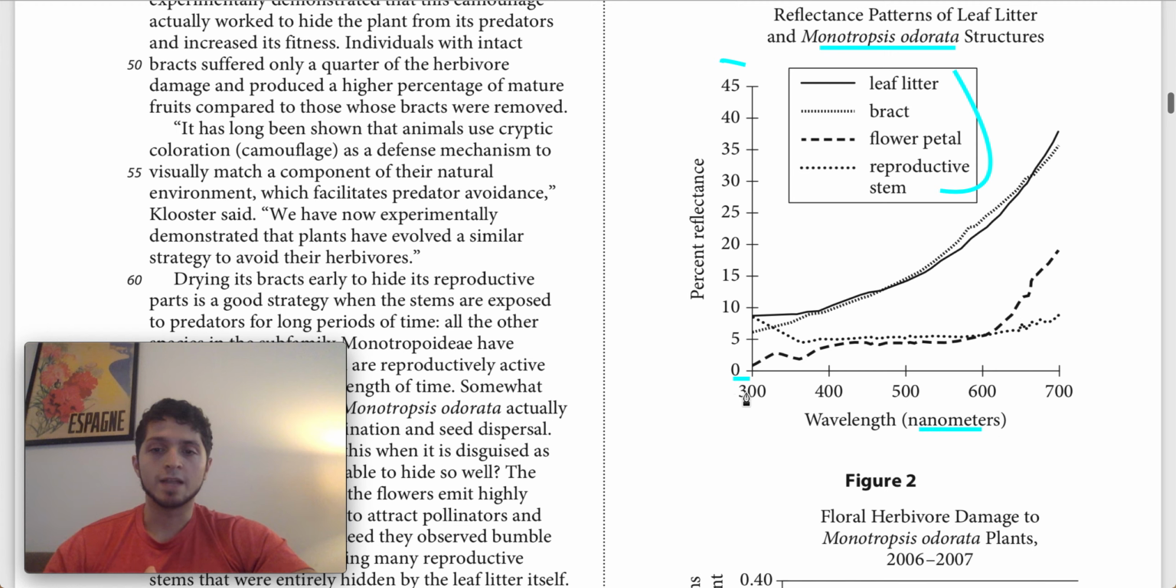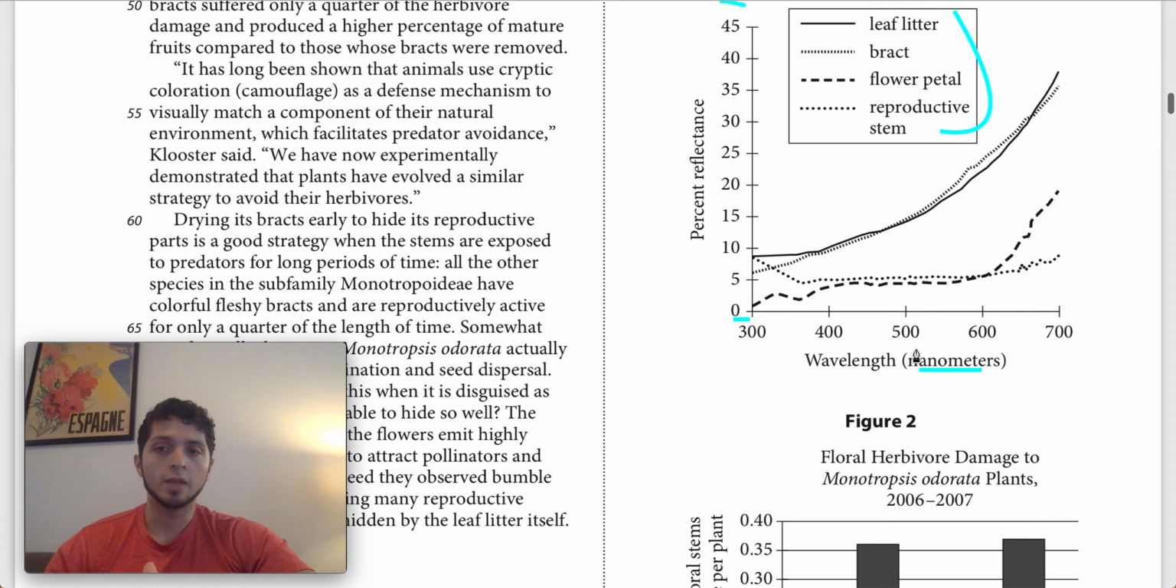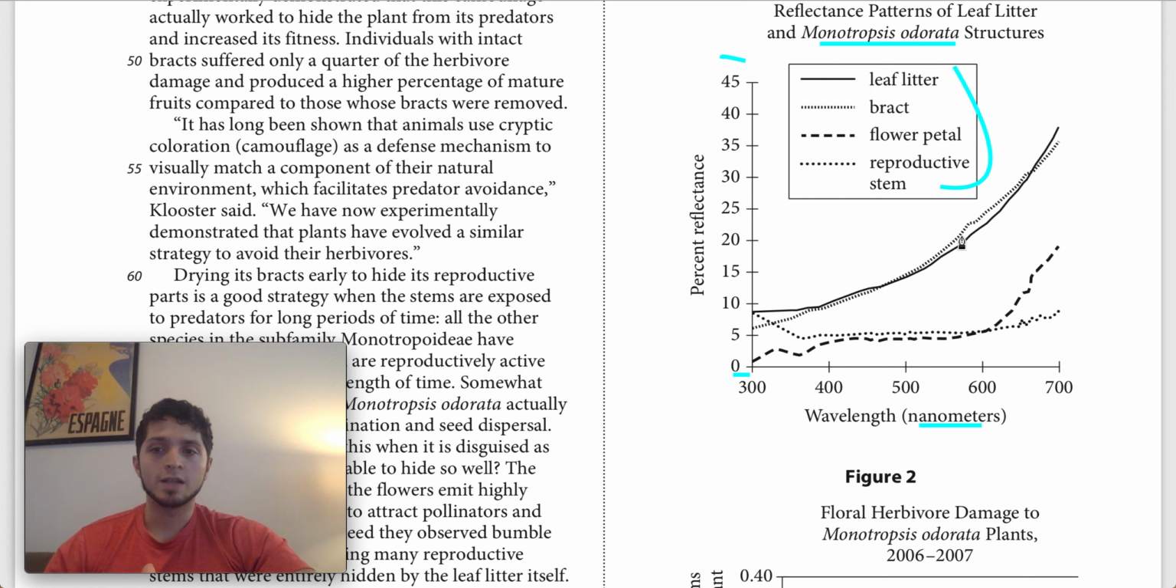And basically this is saying that as we shine this brighter light, right, with different wavelengths, then we're going to get a higher degree of reflectance, and it gives us the different measurements for these different items on the plant. And the 2 trends that we should notice is that these 2 lines go together, and these 2 lines sort of go together until the end here. So these 2 lines, this is the leaf litter and the bract, and they rise together pretty much the same. And this makes sense because if you remember from the passage, the bract is sort of the mechanism of camouflage that's being used, and the leaf litter is the surrounding environment.